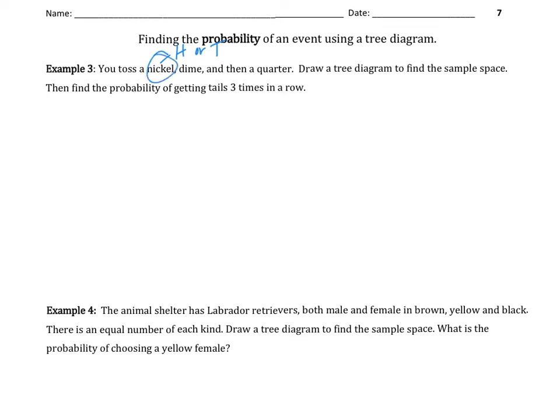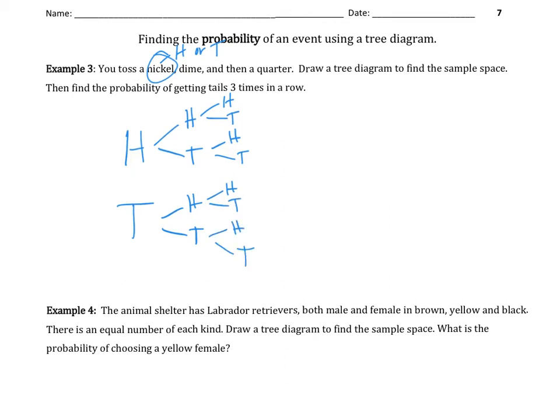So for the nickel, you have heads or tails. Then the second time I'm going to toss a dime. So still my outcomes are heads or tails. And then you have a quarter that you're tossing for a third time. So my outcome is still heads or tails. So the first one represents the nickel, then the dime, and then the quarter. All right, tree diagram wasn't so bad. The sample space is going to be a little longer.